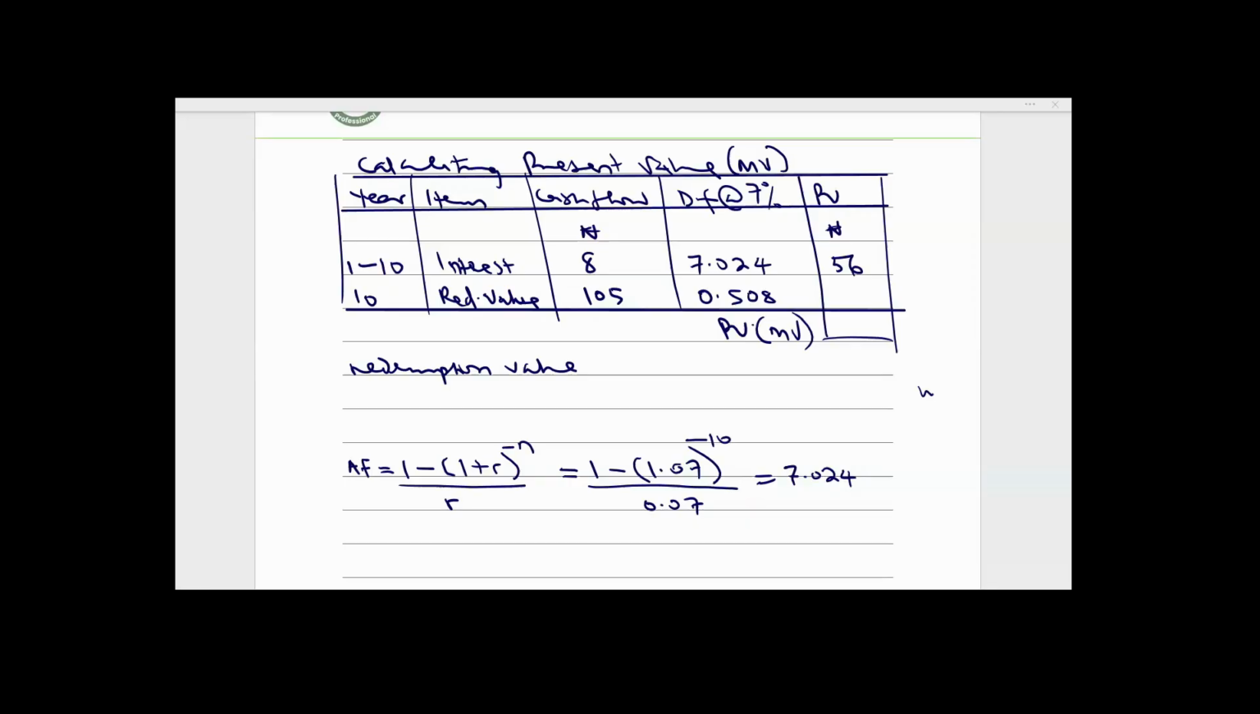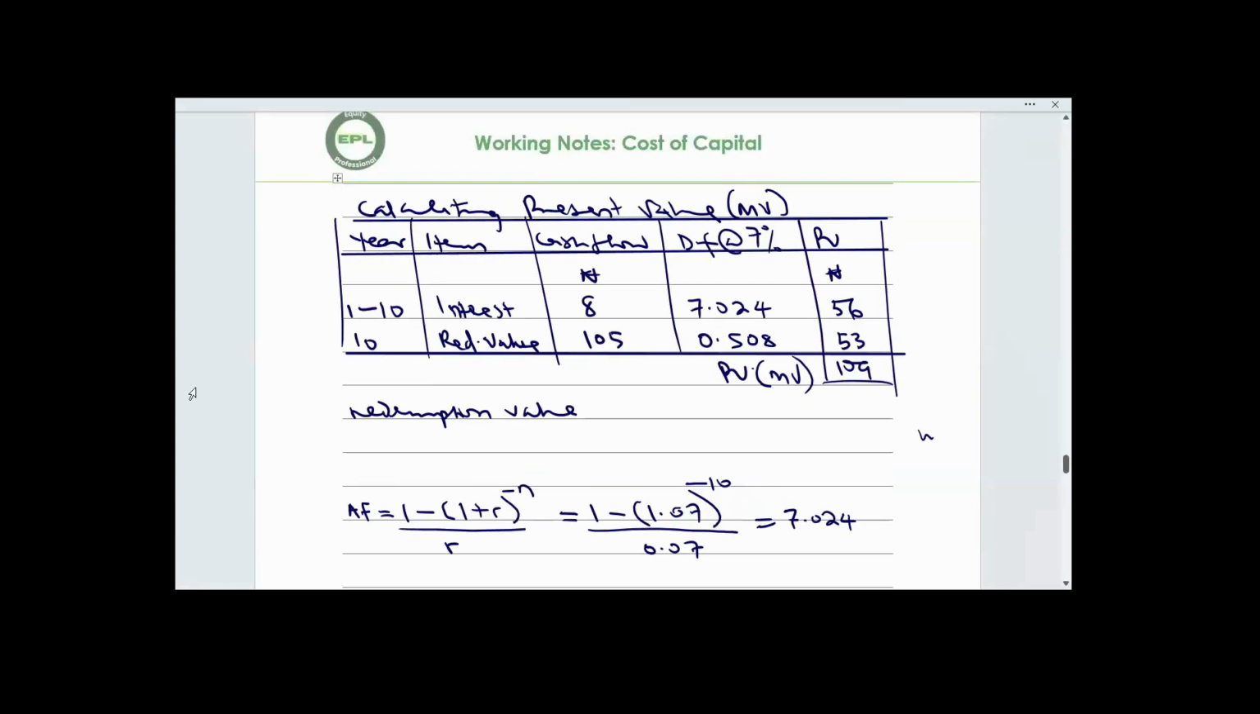That's 53.34, rounding to 53. When you add the two together, that's 109. So the market value of the debenture, the unit value of the debenture, is 109 naira.